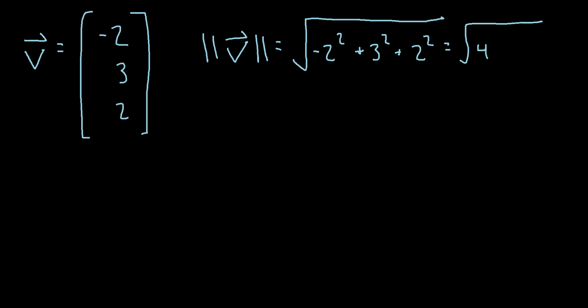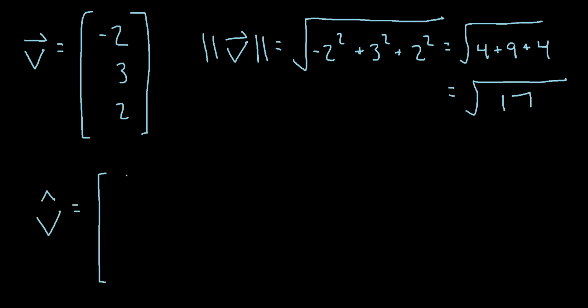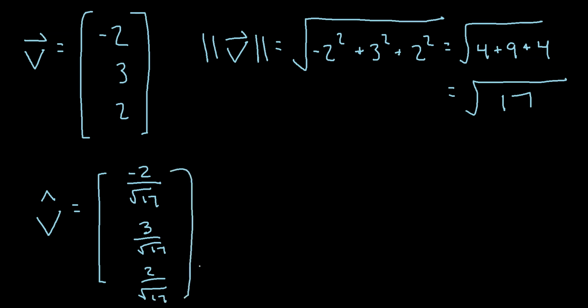So let's write this out. 4 plus 9 plus 2 squared is also 4. So we get 4 plus 9 is 13, plus 4 is 17. So the length of this vector is the square root of 17. And remember, to write the normalized vector, we simply divide each of the values by the length. So we would say the normalized vector, v hat, is going to be equal to -2 divided by root 17, and then 3 divided by root 17, and lastly 2 divided by root 17. This is our normalized vector.